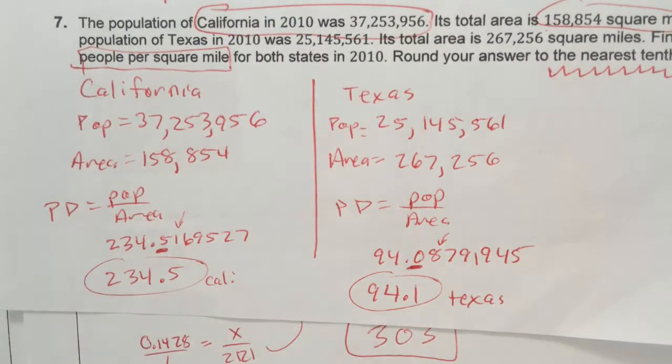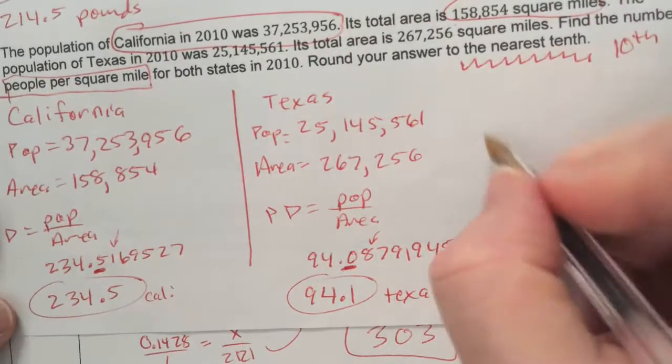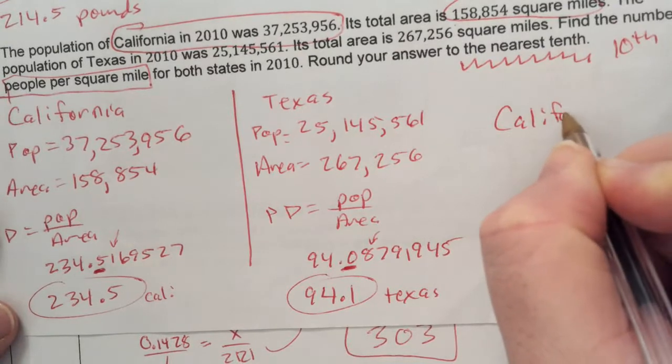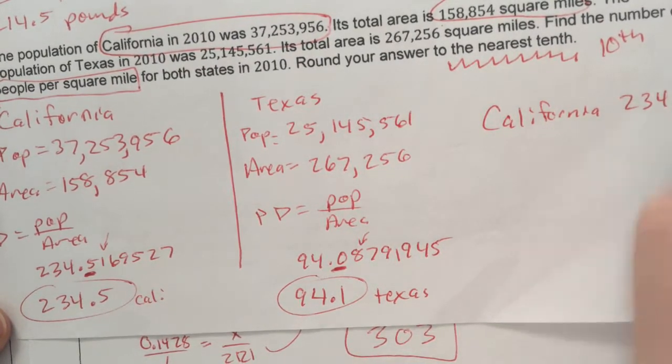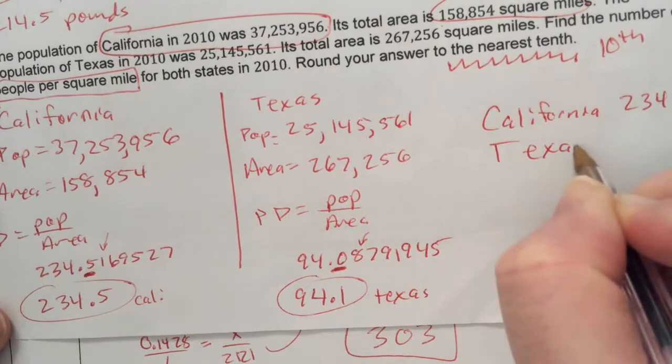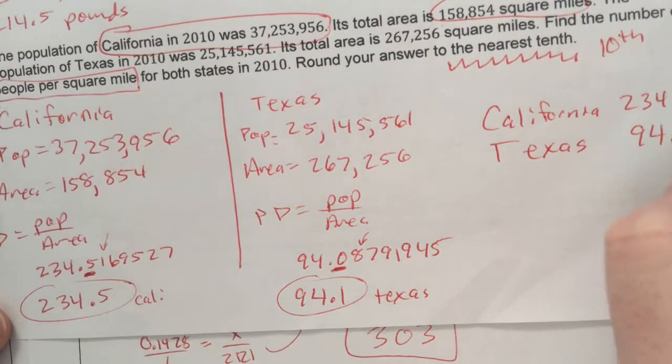All right, and did we answer the questions? Yes, we did. For California, the answer was 234.5, and for Texas, the answer was 94.1.